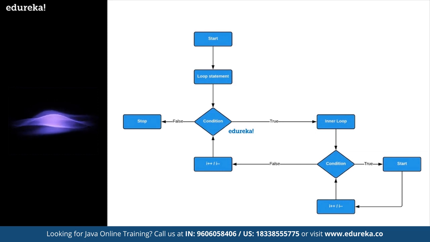Now let us see if the condition is true. Once the condition is true, then the control flow will enter into the inner for loop, and inside the inner for loop it will encounter a condition statement. If the condition is true, then the control flow will start to execute a set of statements which are present inside the inner for loop, and once the statements are executed, it will enter into the increment or decrement statements. Once the increment or decrement is done, the control flow will again enter into the condition statement and check if the condition is true or not.